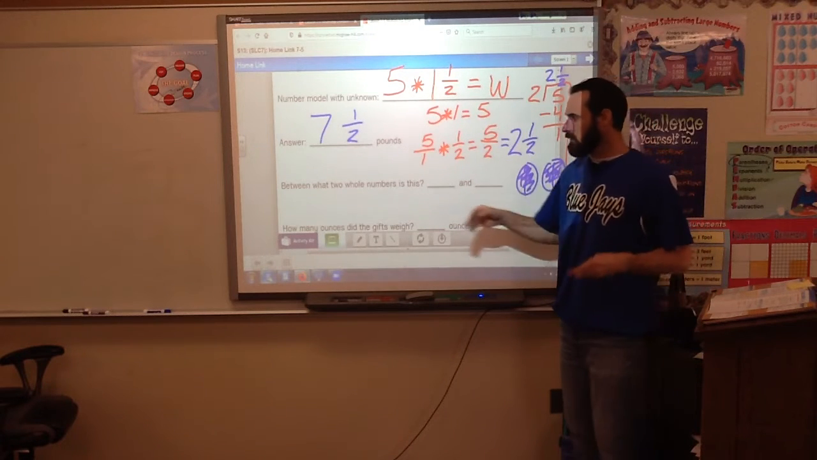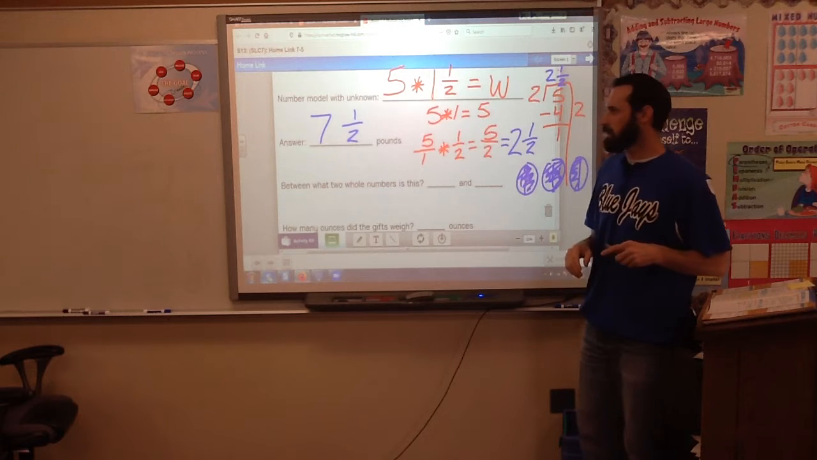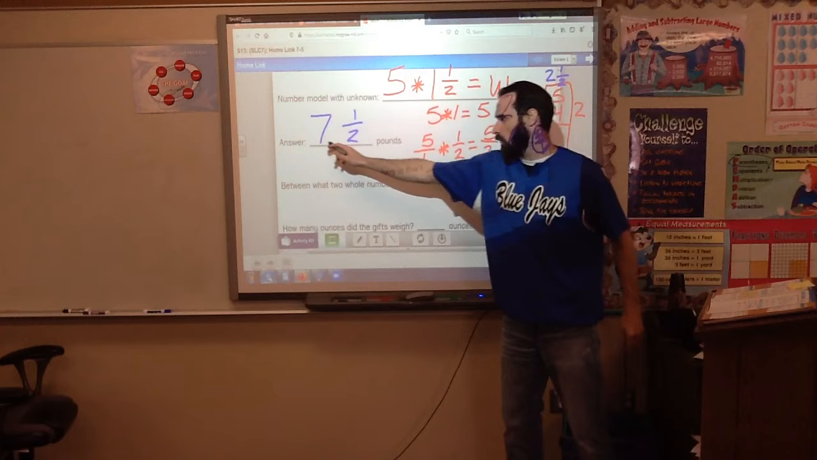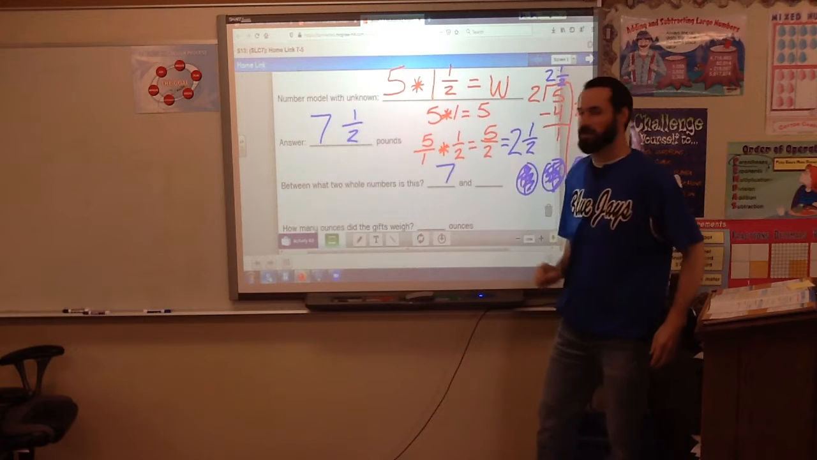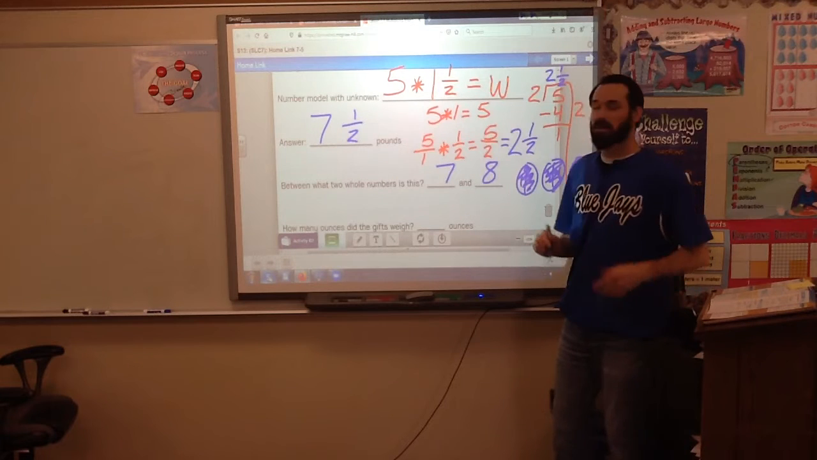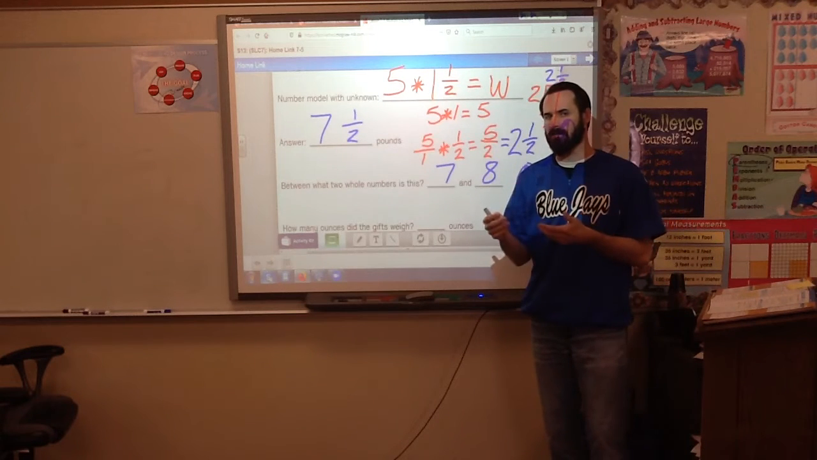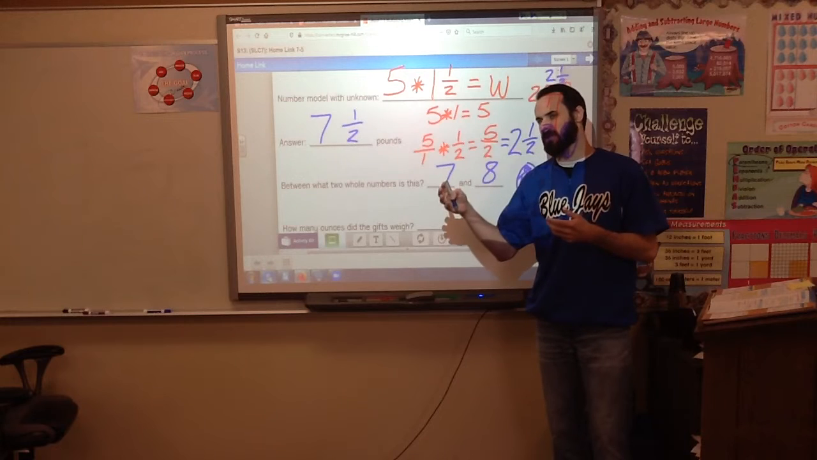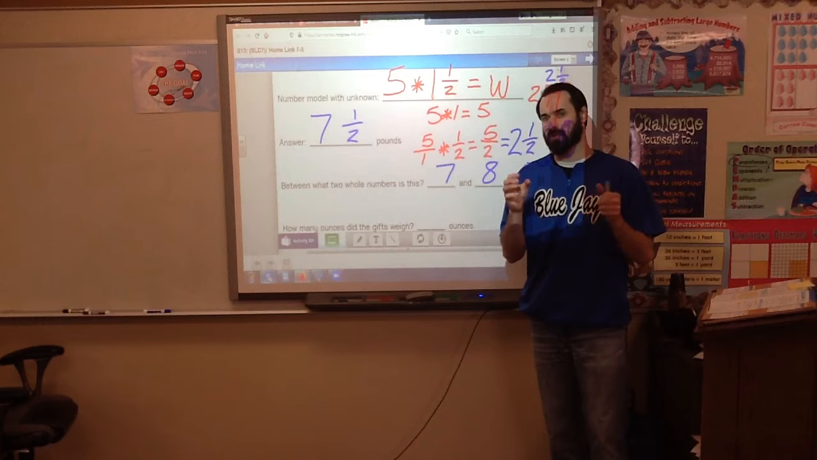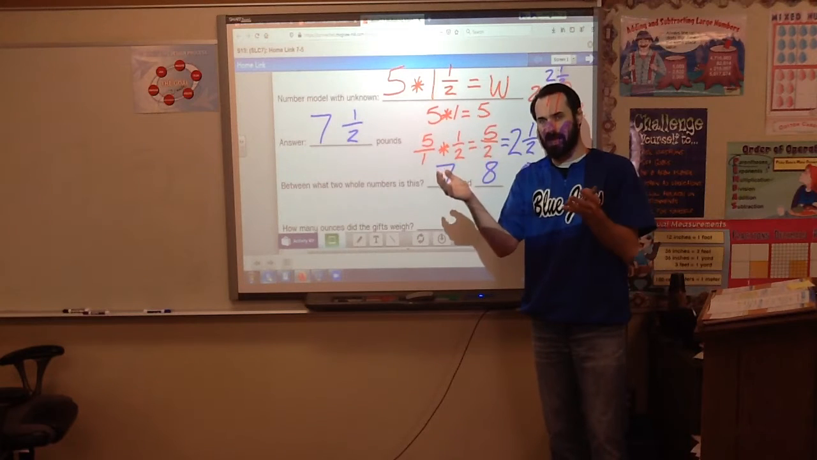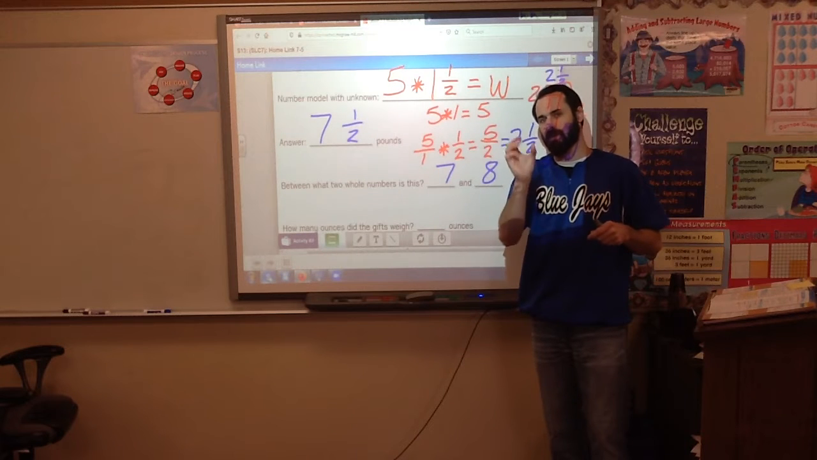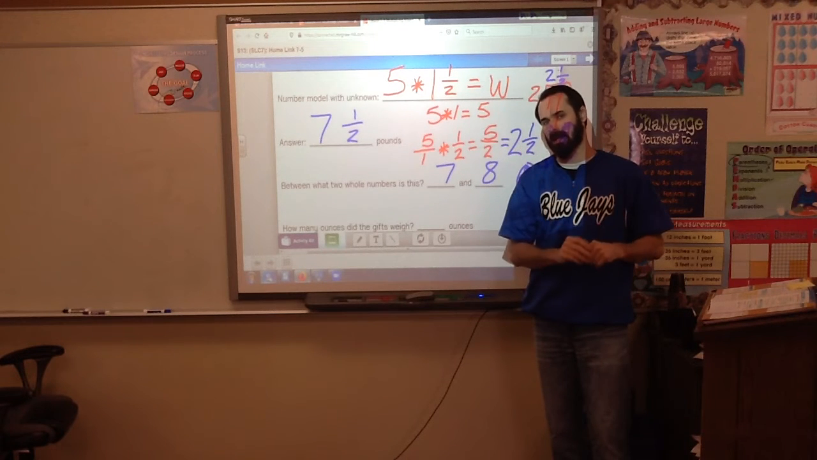When we do the between what 2 whole numbers, what you have to think about is it's bigger than 7. Your whole number that you have is the first number you're putting down. Then it's just like counting. What comes after 7? 8. And the reason for that is 7.5 on a number line is bigger than 7, but it's not 8 yet. It needs another half. If you can picture 7 apples, and then if I cut another apple in half and I eat that other half, you would have 7.5 apples. It's not 8 yet.